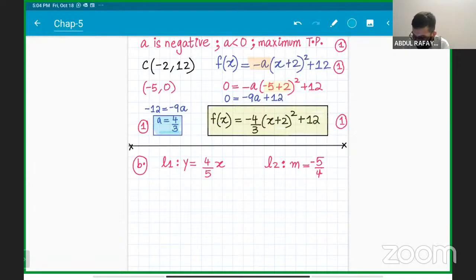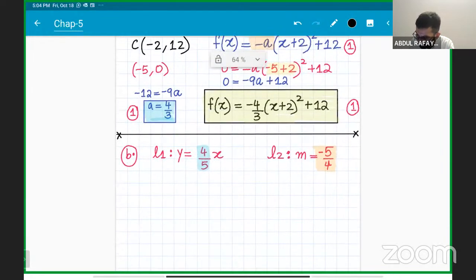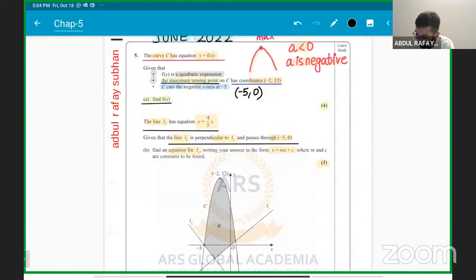Because students need to understand the gradient of line 1 is positive 4 over 5. So the gradient of the perpendicular line will be the reciprocal of that. The denominator becomes the numerator, the numerator becomes the denominator. 4 over 5 will become 5 over 4 with the negative sign. The next important thing: we have got m is equal to minus 5 over 4.